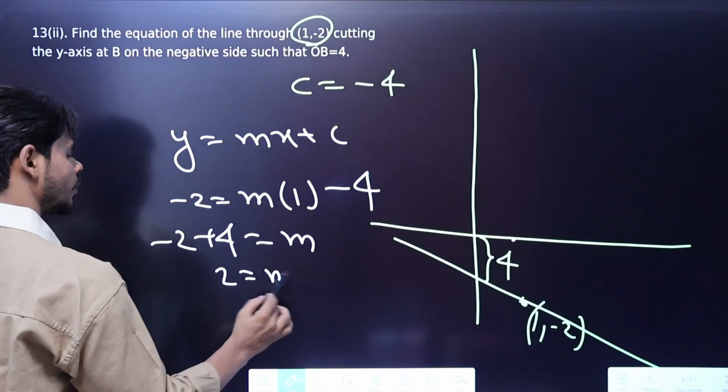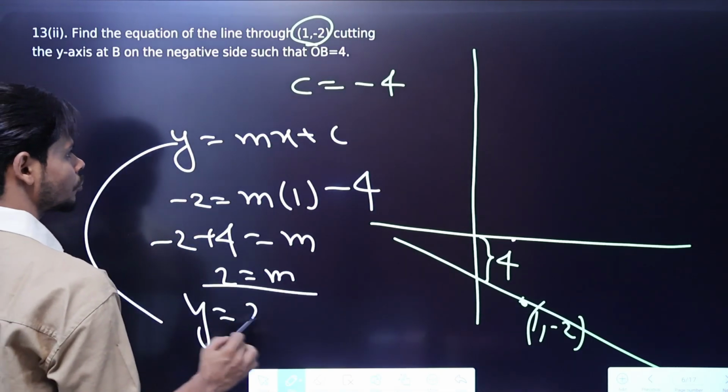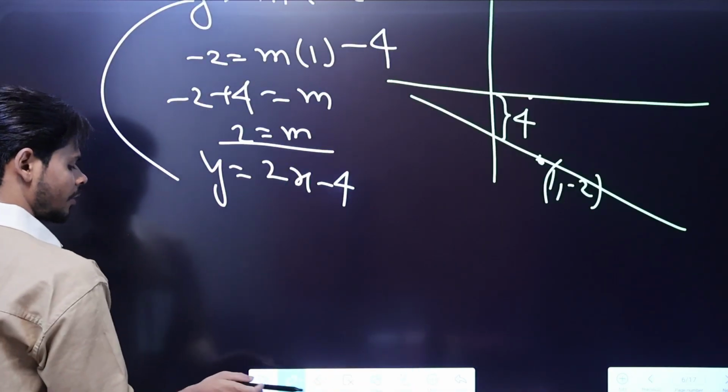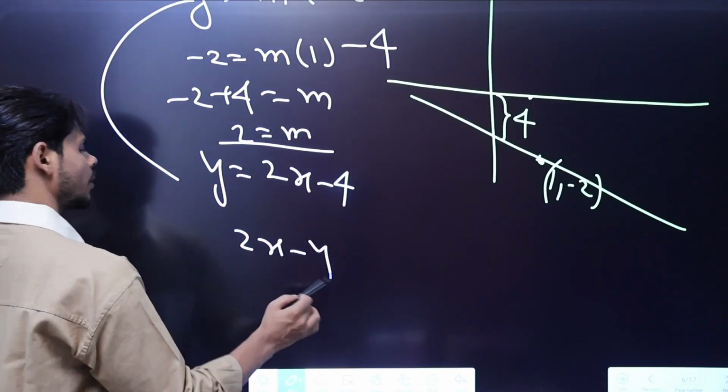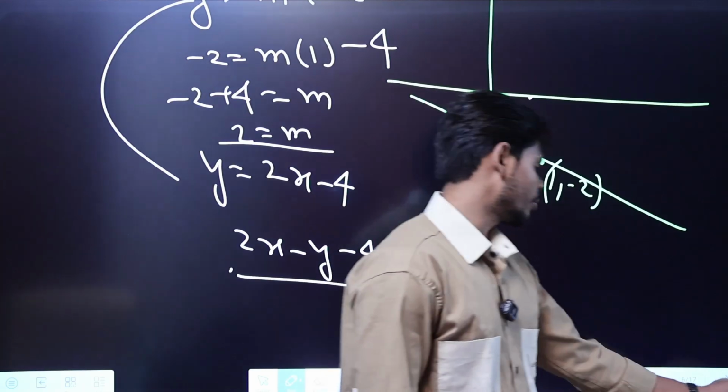m is 2. Now we know m, we can substitute over here. y is equal to m, which is 2, times x, and c is -4. Just transpose the right hand side, y, and that's your answer: 2x minus y minus 4 equal to 0. That's it. Okay, I just wrote it in its standard form, nothing else, right?